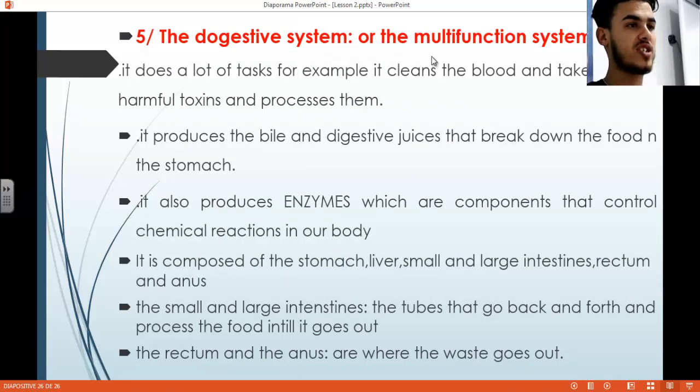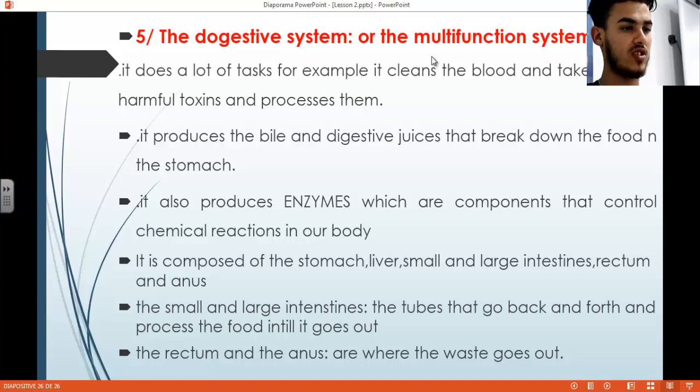Finally, the fifth system, the digestive system or the multifunction system. It does a lot of tasks. For example, it cleans the blood and takes out the harmful toxins and processes them. It produces the bile and digestive juices that break down the food in the stomach. It also produces enzymes, which are components that control chemical reactions in our bodies.